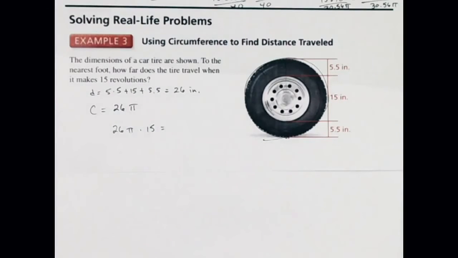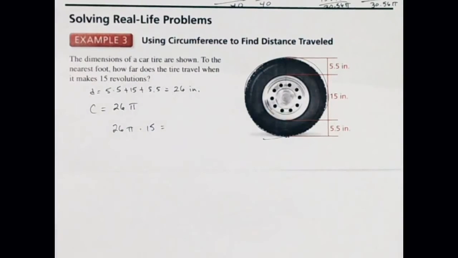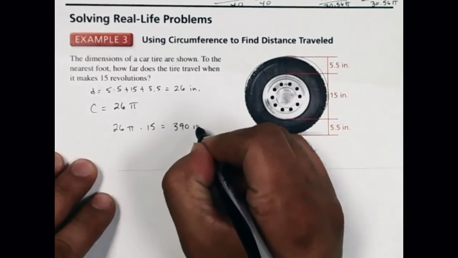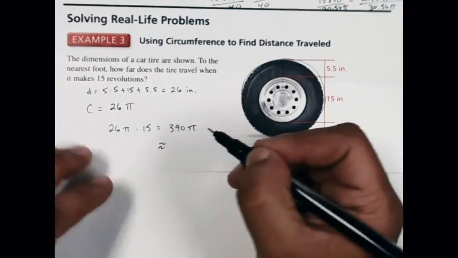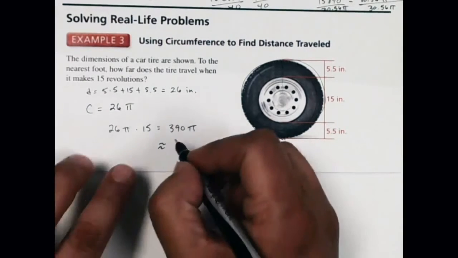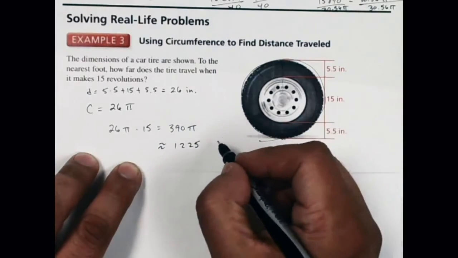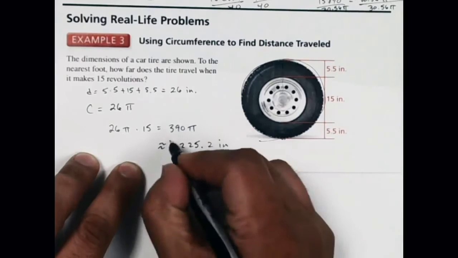Now this is going to be 26 times 15, which is going to give me 390 pi. If I'm rounding that, that's going to be about 1,225.2 inches.